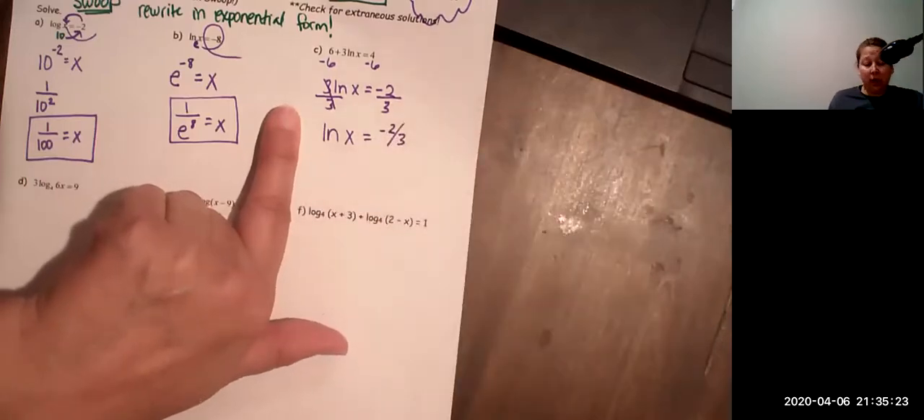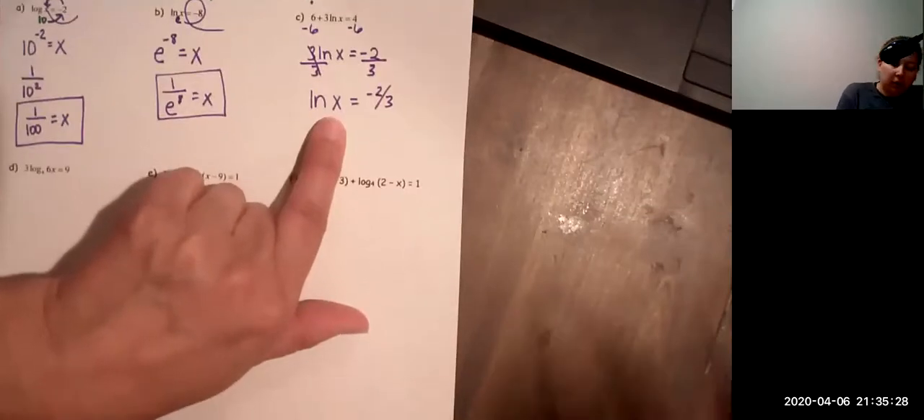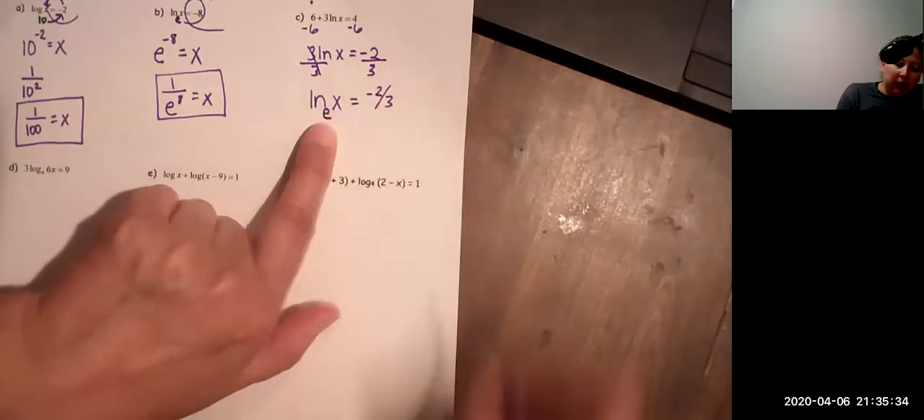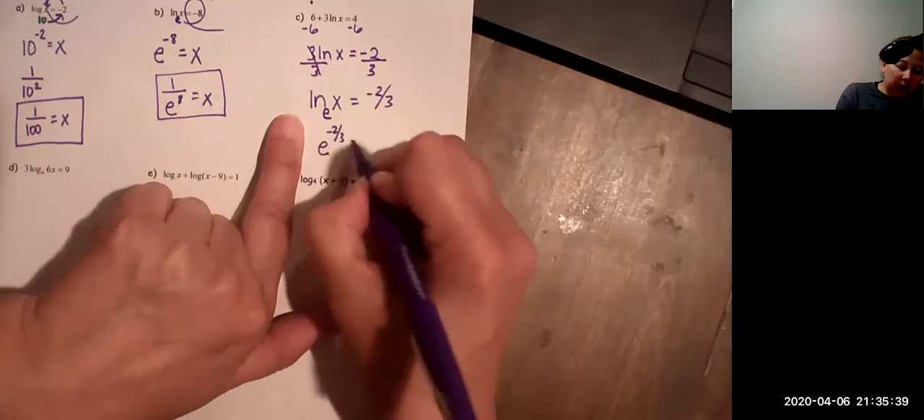I'm not finished. You're not finished with the problem until the x is by itself. So put your little base down here. It's an ln, not a log. That means my base is e. And then swoop it. So e to the negative 2/3 equals x.